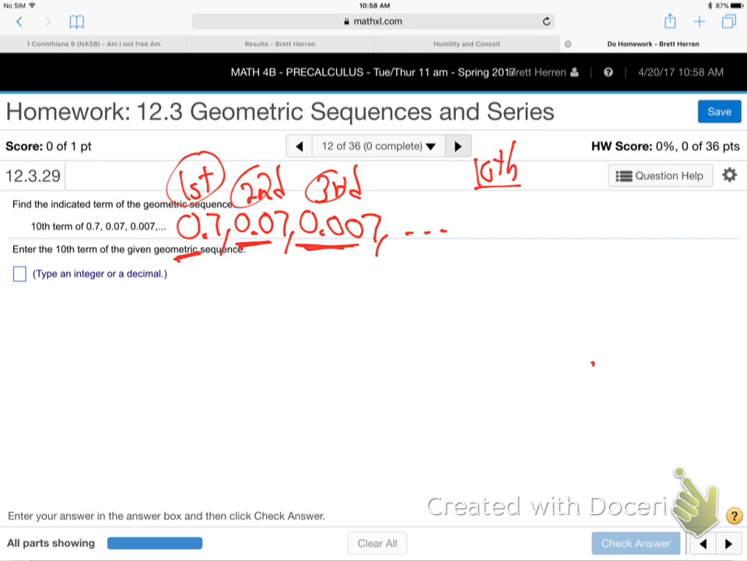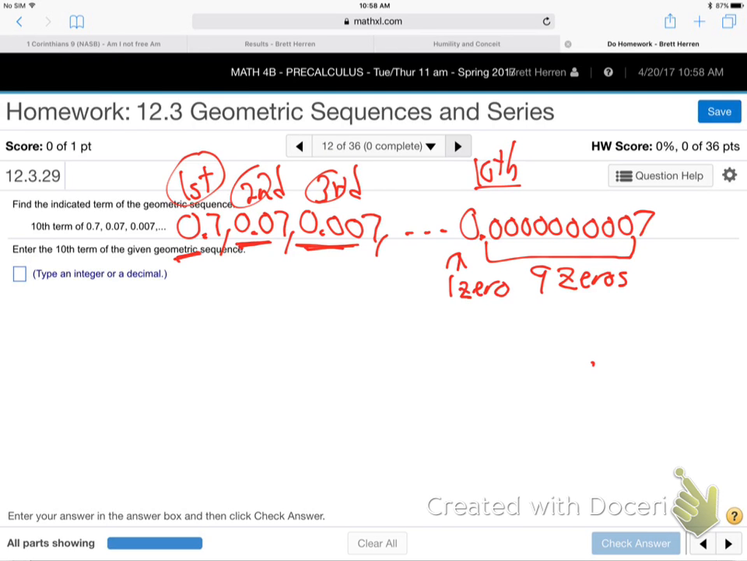So if the first term has 1 zero and the second term has 2 zeros and the third term has 3 zeros, then the 10th term will have 10 zeros, right? One of them in front and then 9 behind. 1, 2, 3, 4, 5, 6, 7, 8, 9. 9 zeros after the decimal and 1 zero in the front of the decimal.